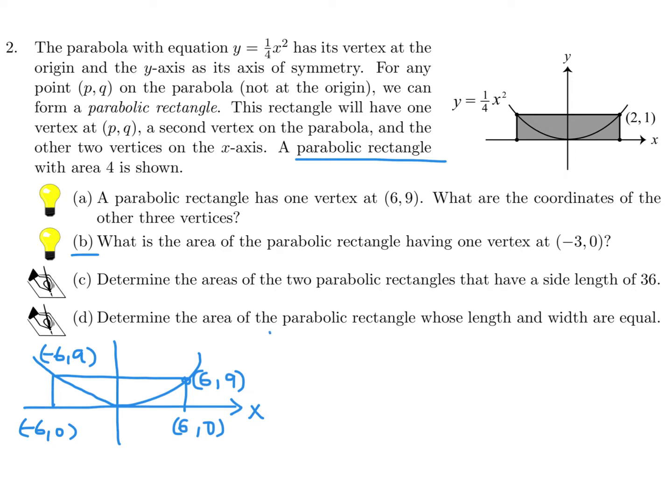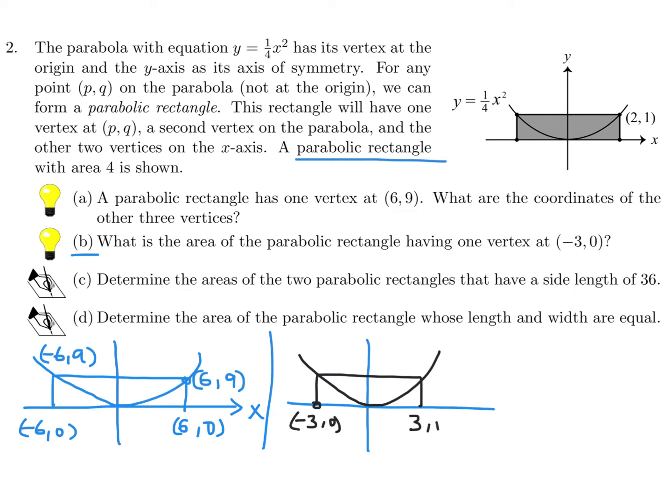Part B. The area of the parabolic rectangle with one vertex at minus 3, 0. Okay, so same sort of story. Let's do this. So again, we're going to have some rectangle. One vertex is minus 3, 0, so I believe that's going to be this one right here. This is minus 3, 0. So that means this would be 3, 0.